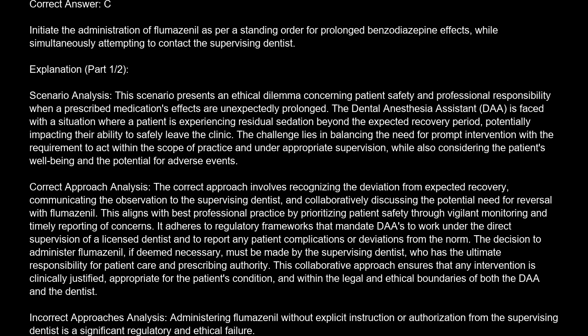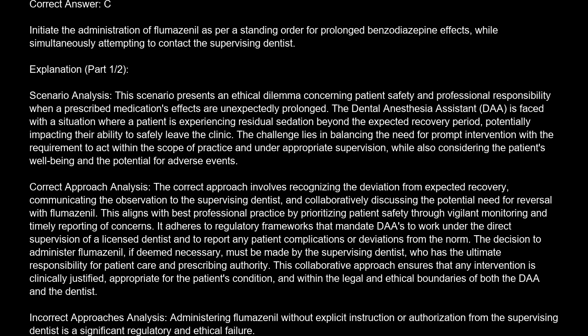This aligns with best professional practice by prioritizing patient safety through vigilant monitoring and timely reporting of concerns. It adheres to regulatory frameworks that mandate DAAs to work under the direct supervision of a licensed dentist and to report any patient complications or deviations from the norm.